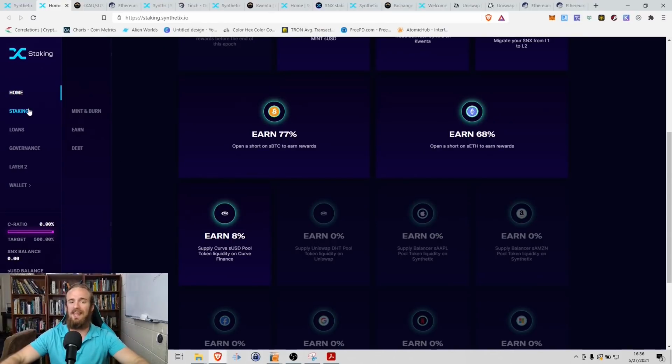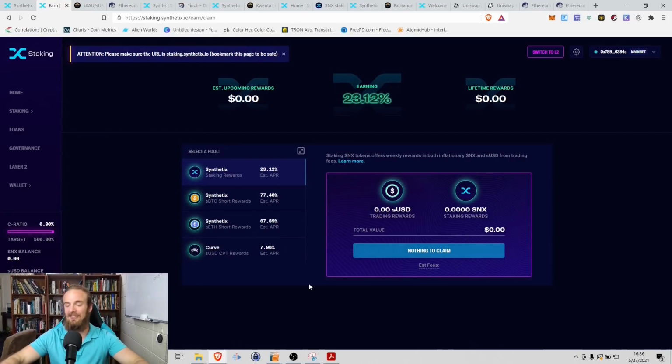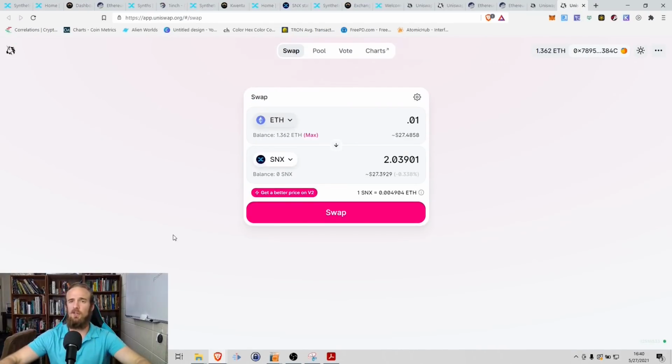So holding the SNX tokens gives us a variety of advantages. The one that specifically I want to focus on here is the ability to stake the SNX token and get a 23.12% APY. So in order to do this, we first need to have some SNX in our wallet. So again, we don't really need a whole lot of these tokens, but just for the sake of completeness, I do want to show you how it works.